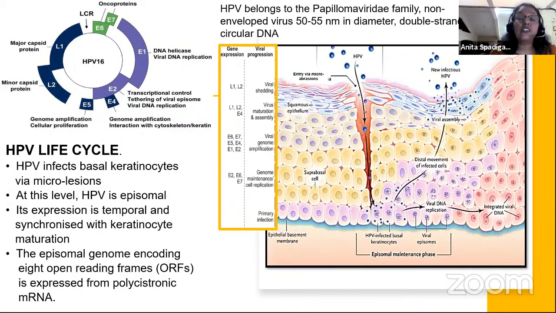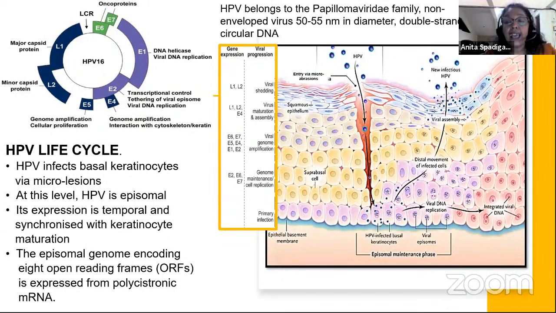Now, all of these genes, that is the early and the late genes, are involved in different aspects of viral progression, that is from primary infection, genome maintenance, cell replication, amplification, maturation assembly, and finally shedding. Now, our focus today is going to be on these three important ones, because they are the ones that are responsible for the koilocyte formation.